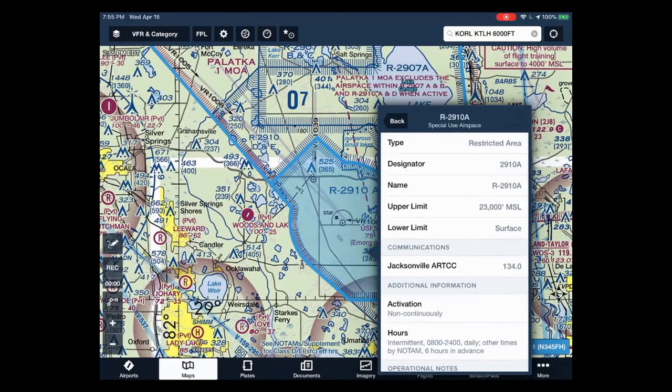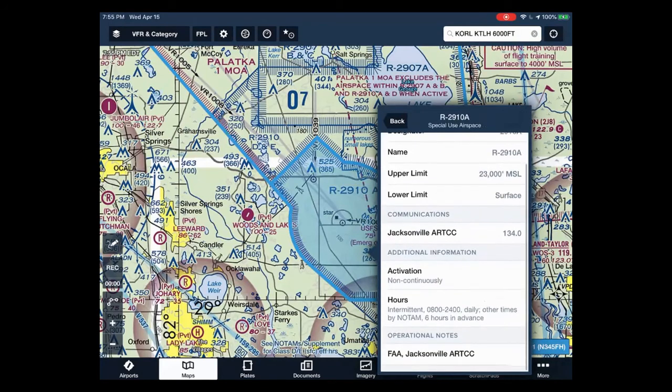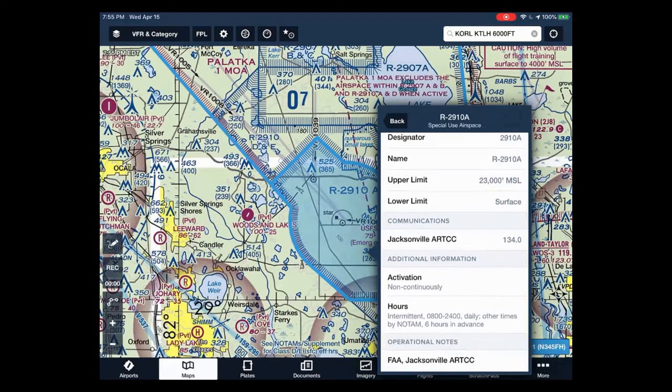frequency for Daytona Beach. What about the activation? It's non-continuous, it's intermittent, any time from 8 a.m. to 2400. So once again, you check your NOTAMs from 8 a.m. to midnight. That doesn't mean that you're going to get a NOTAM for this activity. The only way to know for sure is by calling the controlling agency. The only exception, again, is if you were flying in the middle of the night, after midnight before 8 a.m., you should expect to get a NOTAM 6 hours in advance of that time if it was outside of that normal time frame. Otherwise, once again, you are going to have to contact Jacksonville Center, best on 134.0 in that area to determine its activity status.